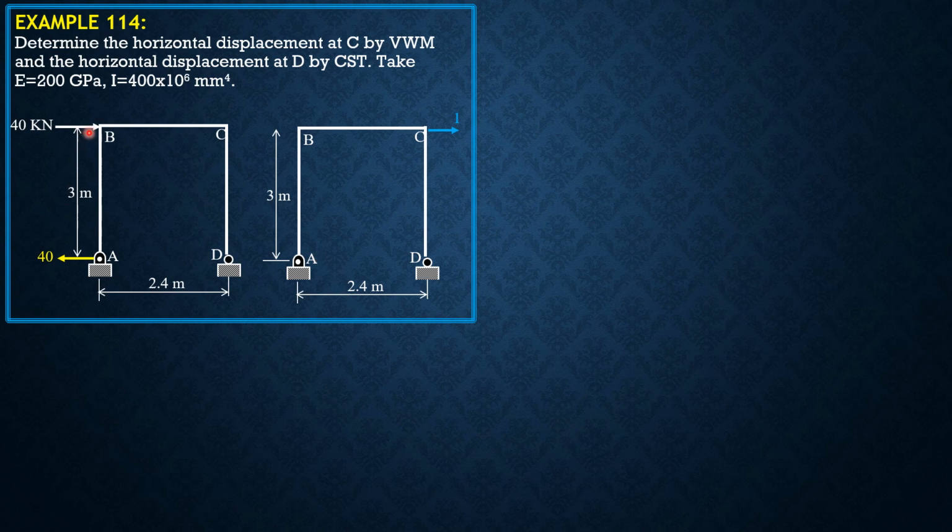So considering the original frame, summation of forces in X, that's 40, although this is not needed. What is needed is the reaction at D. So reaction at D, summation moment at A equals 0: D times 2.4 equals 40 times 3. So the reaction at D is 40 times 3 divided by 2.4. That is 50 kilonewtons upward. So this is also 50 downward.